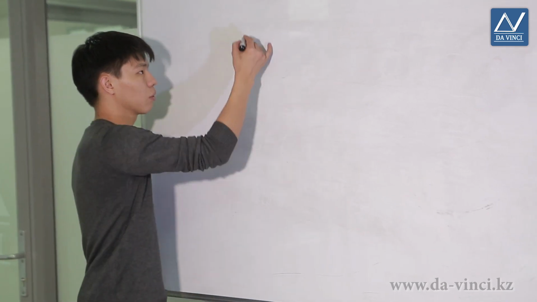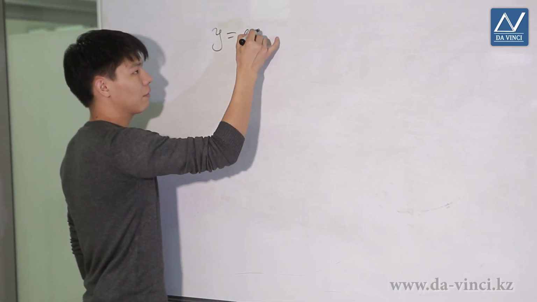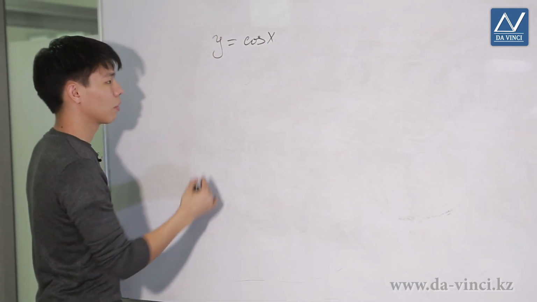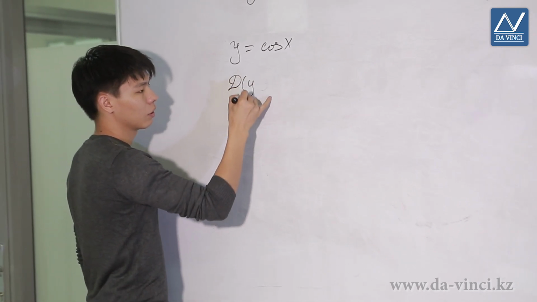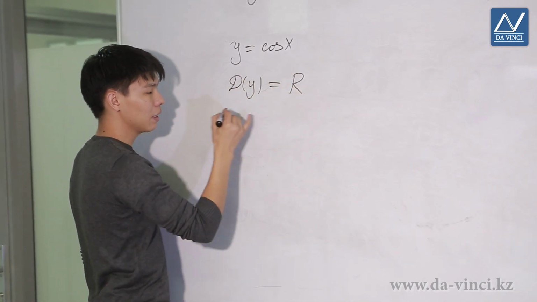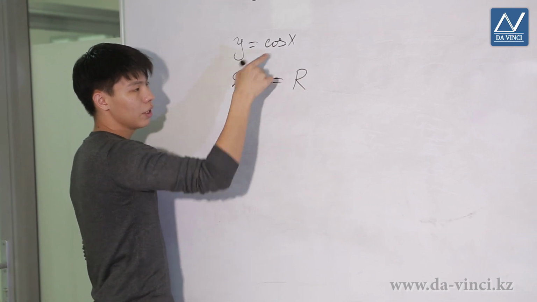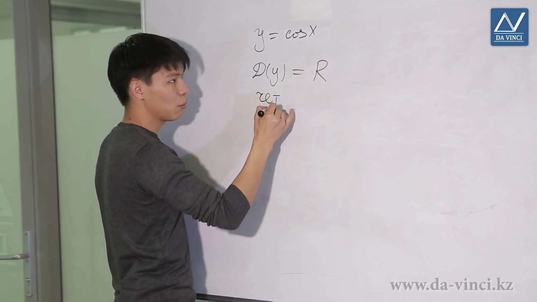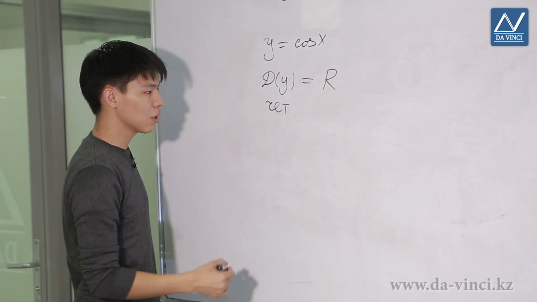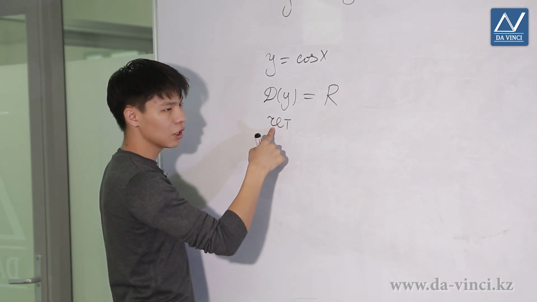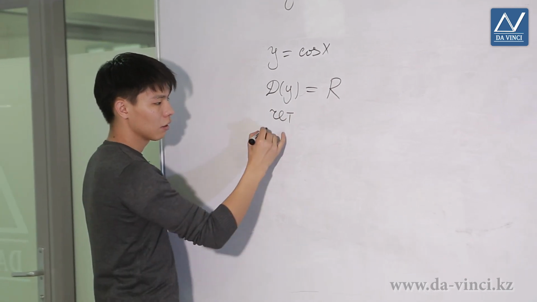Now let's move on to the cosine. The function y equals cosine x is in many ways similar to sine. Its domain of definition is also the entire number line. The only thing is that the cosine of x is an even function. We remember that the cosine of minus x is equal to the cosine of x, so the graph is symmetrical with respect to the y-axis.